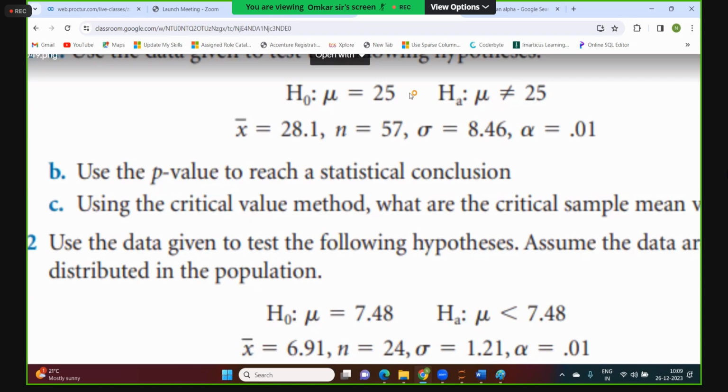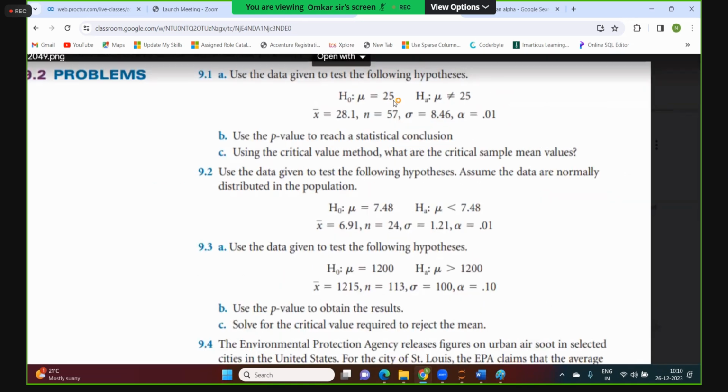H naught: mu equal to 25. HA: mu not equal to 25. X bar is equal to 28.1. N is equal to 57. Sigma is equal to 8.46. Alpha, the significance level, is 0.01. Use the p-value to reach a statistical conclusion. Use the critical value method. What are the critical sample mean values?